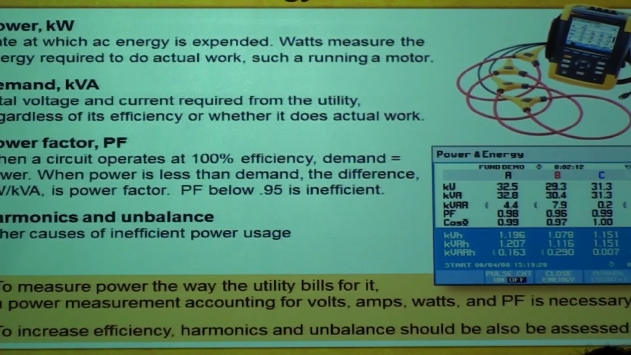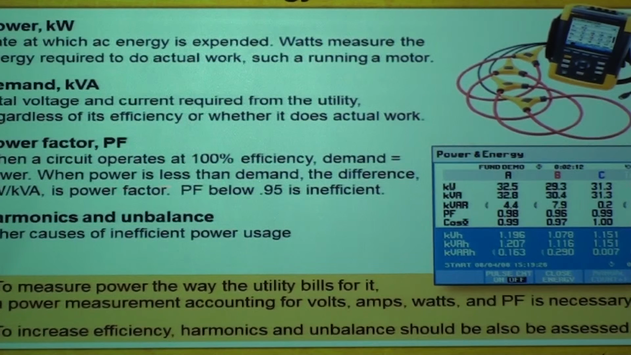And then everything else, like power factor, harmonics and imbalance, these are all waste. Power factor is not a waste, but it's a measure of waste, of course. But harmonics and imbalance is a very clear example of inefficient power usage, and you want to be able to measure that as well. Power factor: when a circuit operates at 100% efficiency, demand is equal to supply.